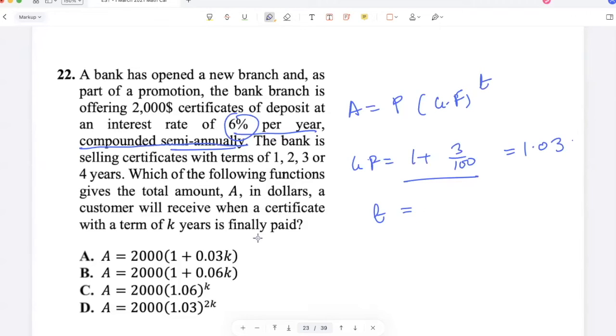If there are k years, then there are 2k half years, right? Because 1 year has 2 half years. So my time period would be 2k. So the amount would be the initial 2000 times 1.03 to the power 2k. So that's option D.